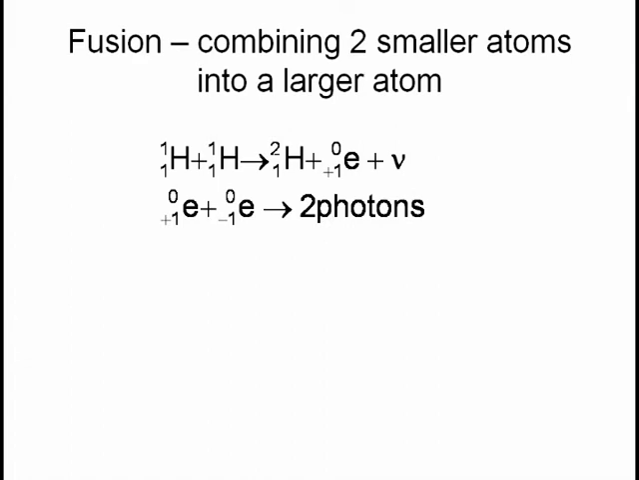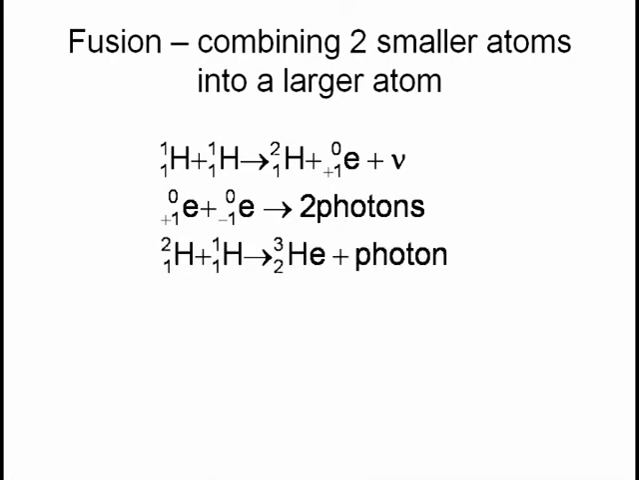A positron will meet up with an electron and they both annihilate each other, and both of those masses will turn into energy. We'll get two photons. In these kinds of reactions, when we create a photon, there always have to be two photons created because they have to be going in opposite directions for conservation of momentum reasons.